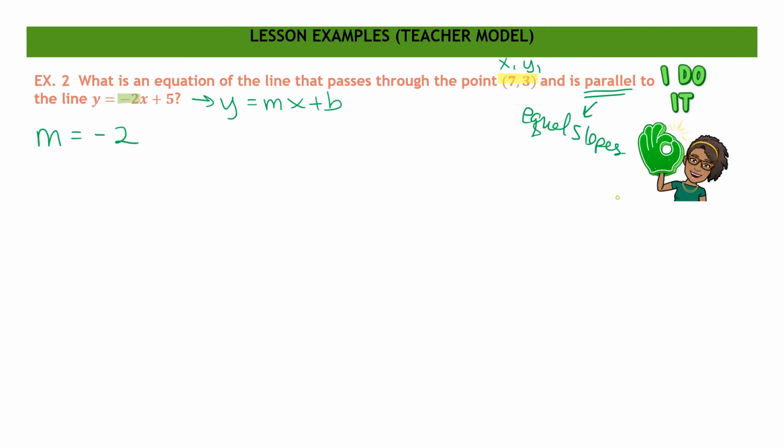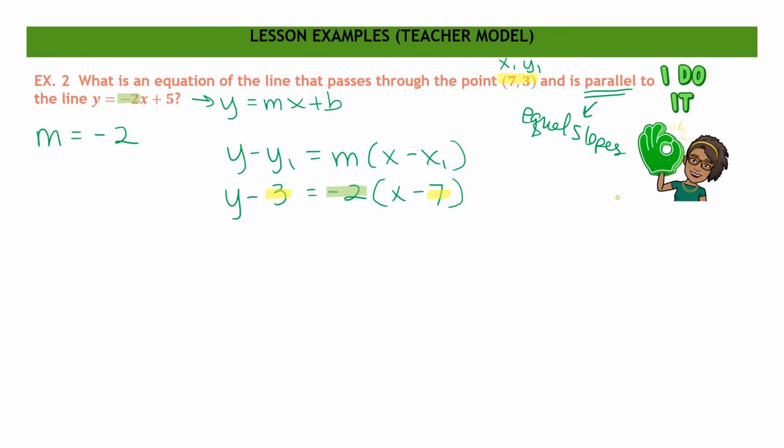Now that we have our point and our slope, we're going to use our point-slope form. We're going to take our slope and our x1 and y1 and plug them in. So we have y minus y1, which is 3, and we have our slope, which is -2, and our x1, which is 7. Let's go ahead and highlight everything so we know where everything is. That was our slope, and these were our two points.